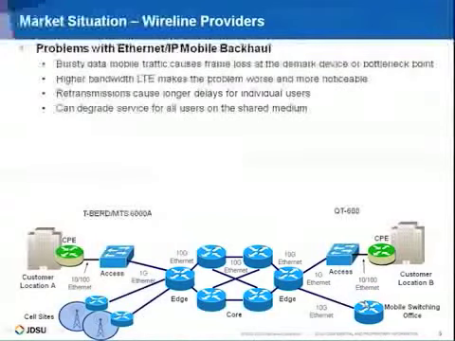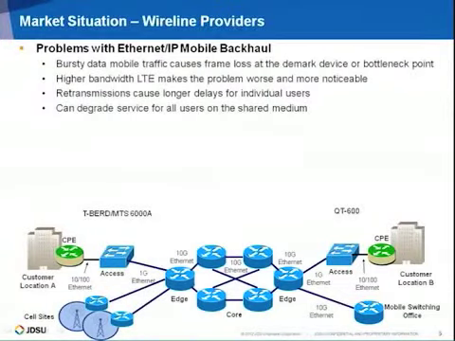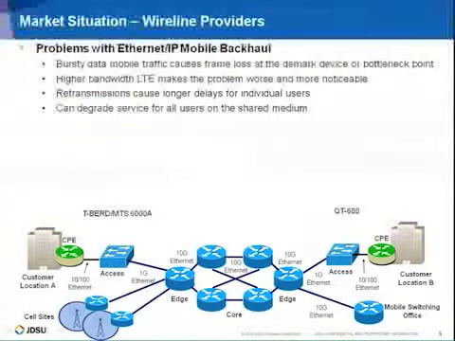So now taking a look at the situation that wireline providers are facing. Because the wireline providers are offering Ethernet mobile backhaul services, they're running into many of the same problems that I just previously outlined with the wireless folks. These bursty mobile data traffic applications are in many cases causing frame loss, either at the demarc device or at a bottleneck point somewhere through the backhaul network.